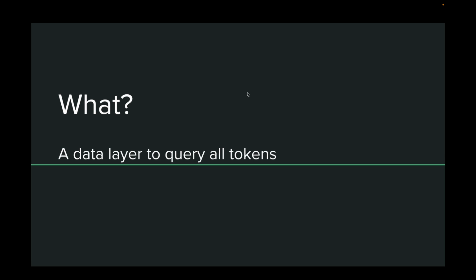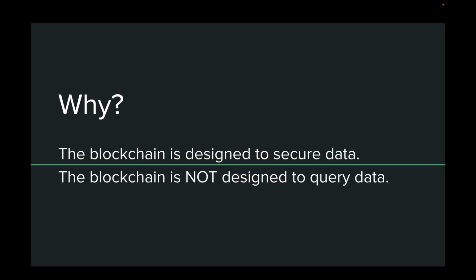So what is it? It's a data layer to query all tokens. So why? The blockchain is designed to secure data, so it's immutable. It's great at putting data in, but not changing it, right? It's great for that. Great for financial stuff, but it's not designed to query data.